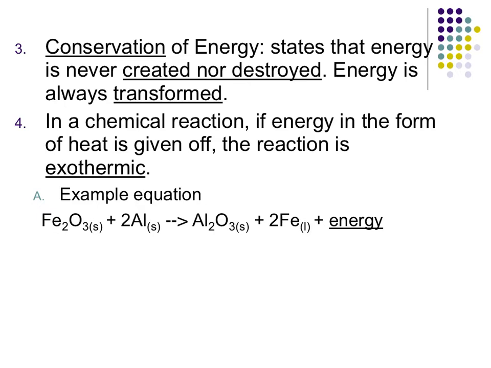So when heat's given off, we would have energy in the product side. So it's always going to be reactants are going to break down and form products. This will happen when the energy stored in the bonds of the reactants is greater than the energy stored in the bonds of the products. So the products have a lower energy in their bonds than the reactants do.